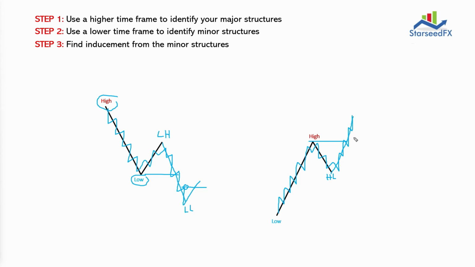Next, identify the inducement by looking for a pullback in the minor structure. If the major structure breaks the high, wait for the small pullback that occurs in the minor structure to the downside. It's important to see that this pullback is breached because it confirms the big structure higher high. If the pullback doesn't break, then you should wait for another pullback until it is breached. By following these steps, you can differentiate between major and minor structures and find the inducement.